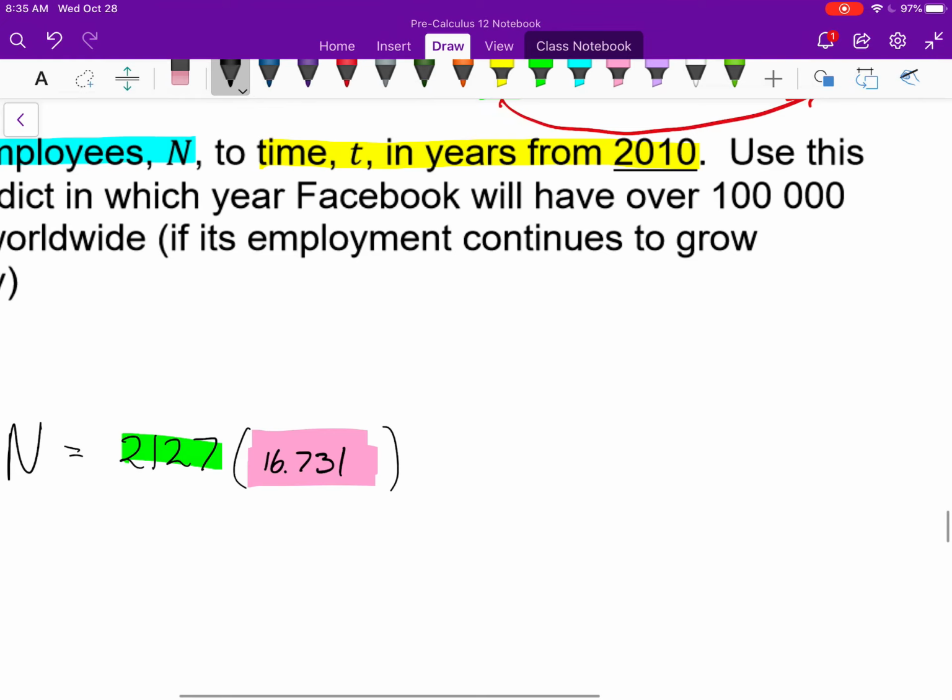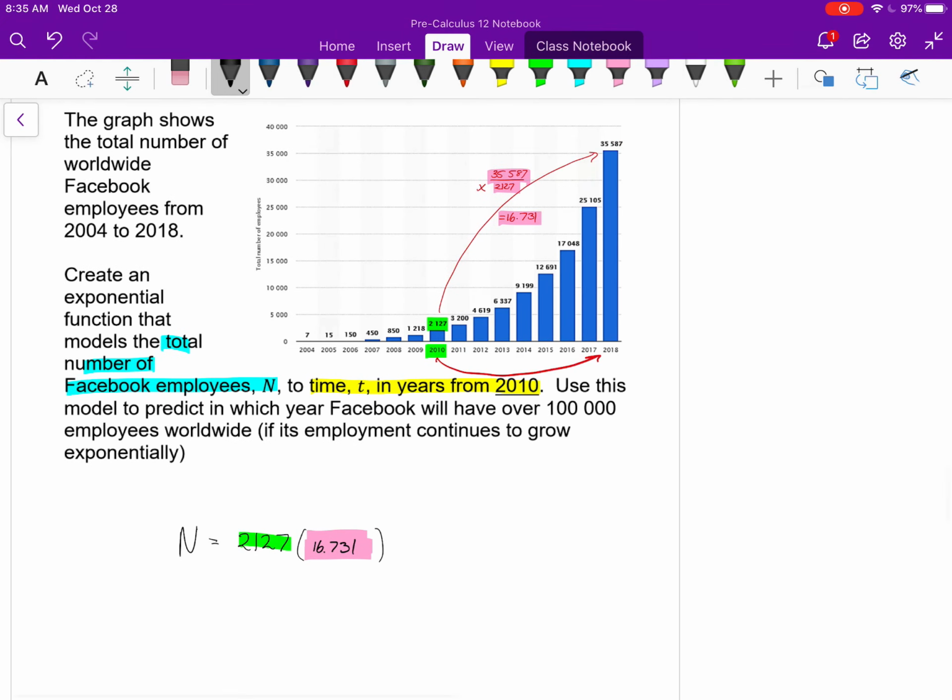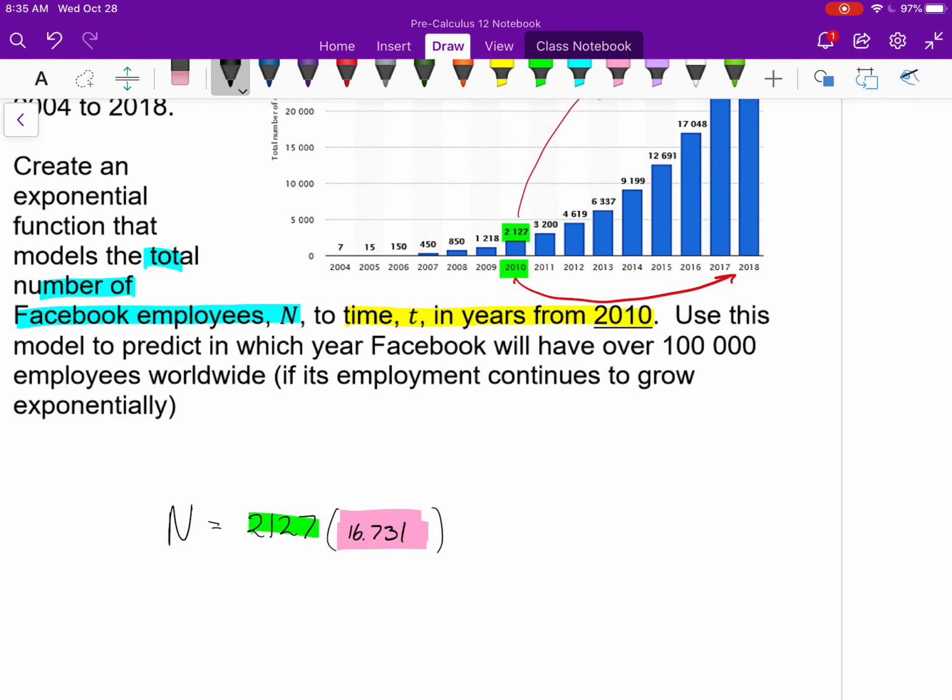So if we look at this, and like I keep saying, we have lots of choices. I want to be as accurate as I can without rounding needlessly, without making it needlessly messy. And so at this point, what's my power? Well, if I put just a t right here, that would be if every year Facebook grew 16.7 times more. But it wasn't every year. That was from 2010 to 2018. That's 8 years. So divide by 8.